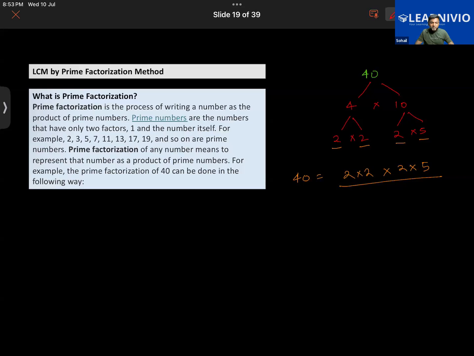Now, how are we going to use this prime factorization method to find the LCM? Right now we haven't found the LCM. This is just the prime factorization of the given number. You have shown it as the product of prime numbers 2 and 5. 2 is being multiplied 3 times and 5 is just there one time.